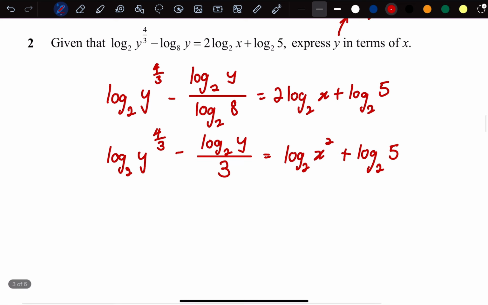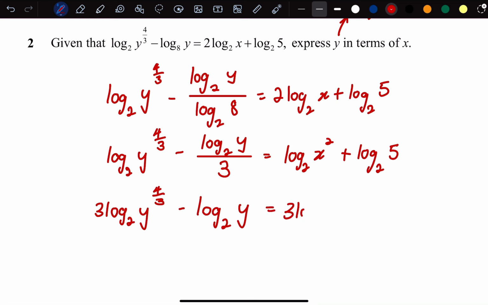Then what I can do next, I can actually get rid of this fraction here by multiplying 3 to the entire equation. I'll get 3 log base 2 of y power 4 over 3. Then after that, minus log base 2 y equals 3 log base 2 x squared plus 3 log base 2 5. Check for careless mistakes.